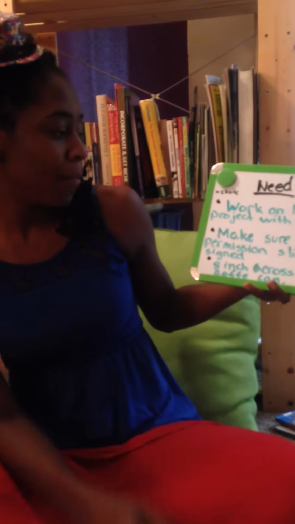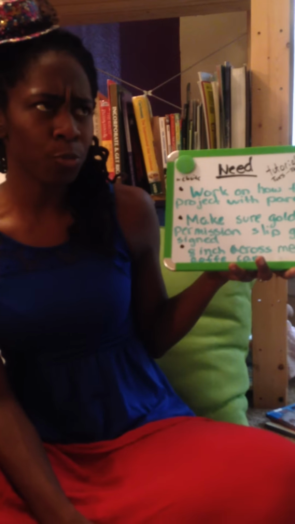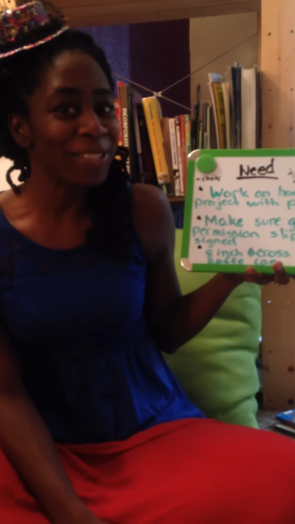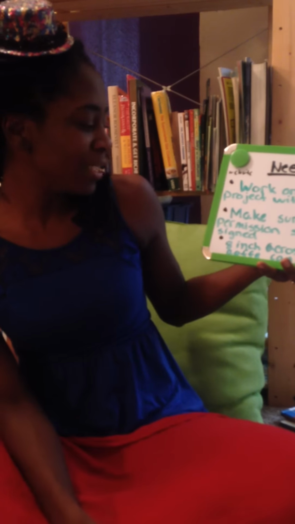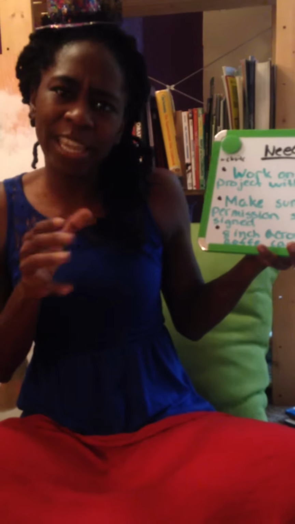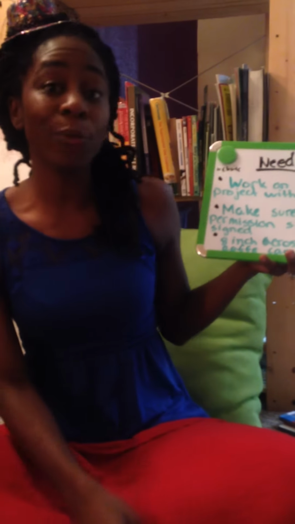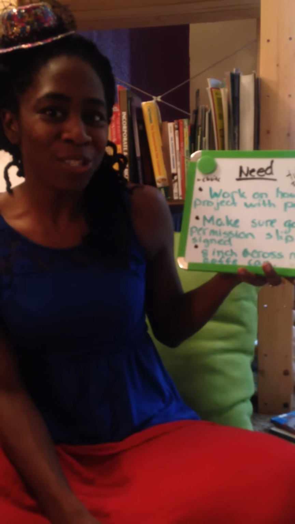Number two, make sure the goldfish permission slip gets signed. Goldfish permission slip? What is that? Come to class on Monday and you'll find out. It's exciting. And the third one, you need to get an 8-inch across metal coffee can. Those metal coffee cans need to be about 8 inches across. You need to bring that to school because we'll be making something from West Africa in a procedural text.